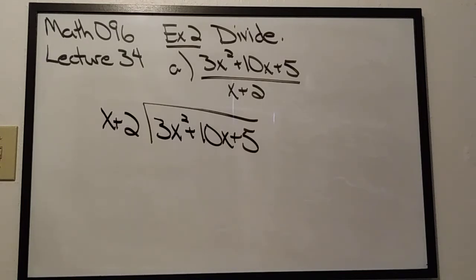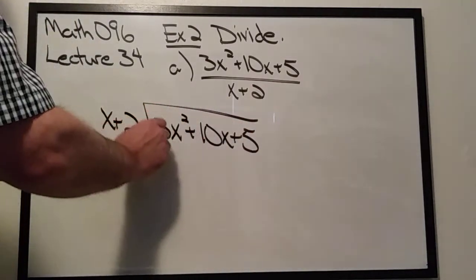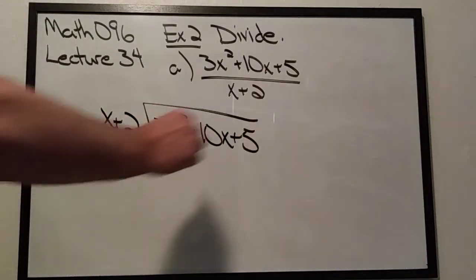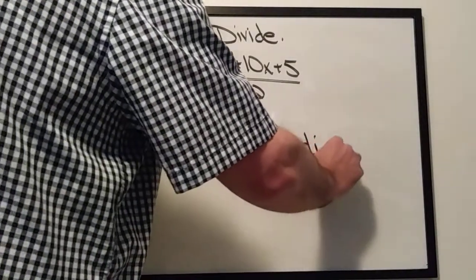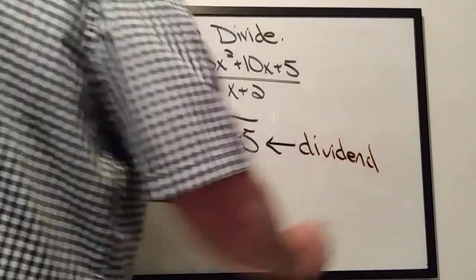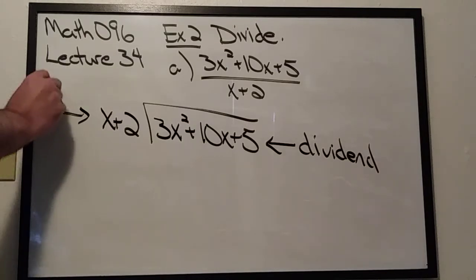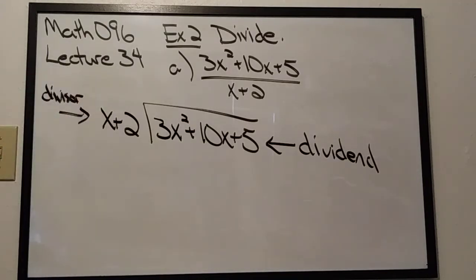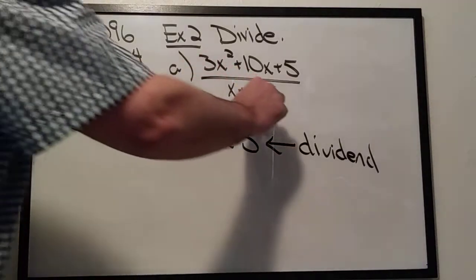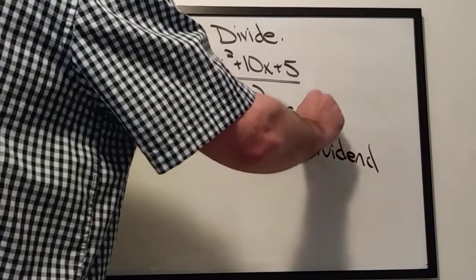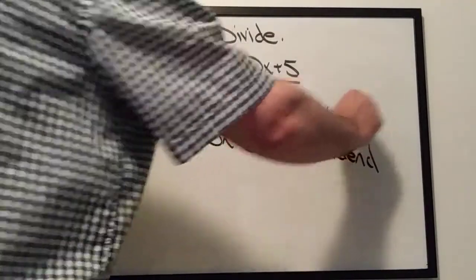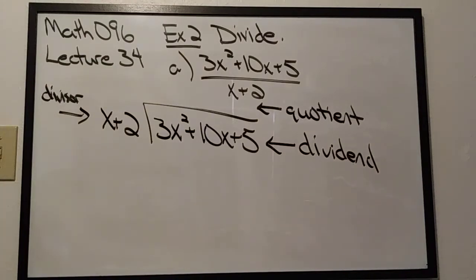Now, we talked about 4 different words earlier for the problem involving integers. Let's go ahead and use those same words when we look at this problem. 3x squared plus 10x plus 5, the polynomial under the division bracket, that was called the dividend. And the polynomial on the outside over here is called the divisor. So now that we have the dividend and the divisor, remember that the quotient then is the piece that's ultimately going to be written above the division bar.